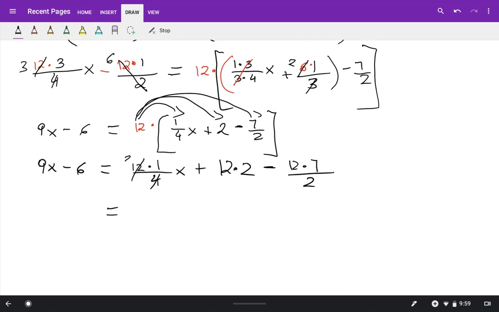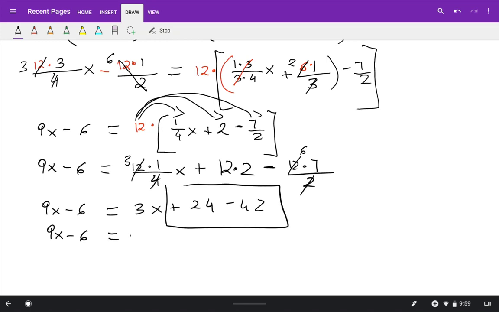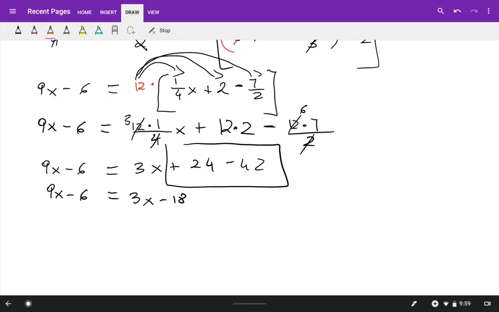12 divided by 4 will give you 3. 3 times 1, we have 3x. 12 times 2 gives us 24. And let's reduce here. 12 divided by 2 gives you 6. 6 times 7, we have negative 42. And on the left side, we have 9x minus 6. So I have 9x minus 6 equal, I'm going to combine like terms. So we have 3x, and then we have 24 minus 42, which will give us negative 18. Okay, so now we have a nice equation without fractions.